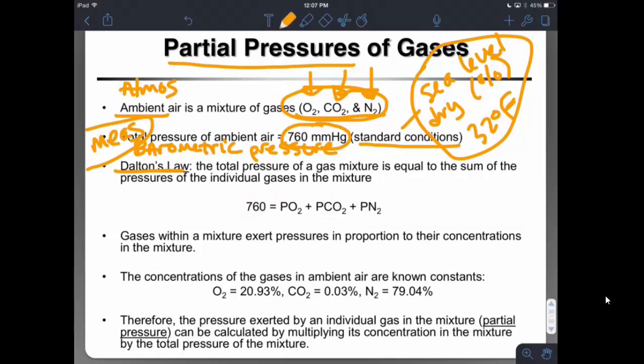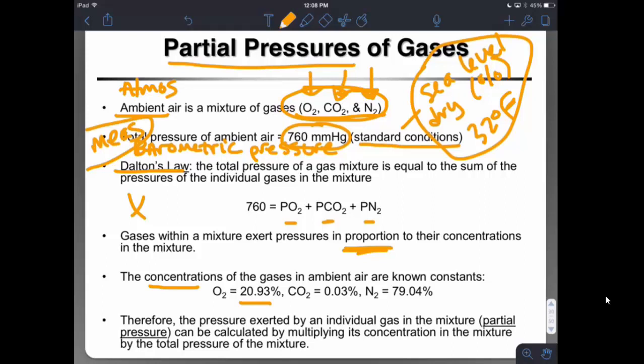All right, so this is something we know. Another thing that we know is that the gases in the mixture are exerting pressures that are in proportion to their concentrations in the mixture. And we also know that the concentrations of the gases in the mixture are constant. So it doesn't matter where you are on Earth. You could be at sea level, or you could be at the highest altitude on Earth, which would be Mount Everest, and the percentage of oxygen in that air is going to be the same.